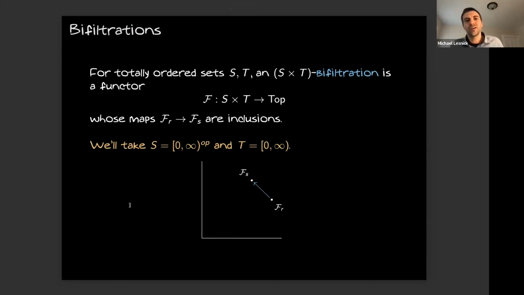So let me start by reminding you what a bifiltration is and specifying what kind of bifiltrations we'll look at here. For totally ordered sets S and T, an S by T bifiltration is a functor from the product partial order of S and T into Top, whose structure maps are inclusions. In this talk, we'll take S and T to both be non-negative real numbers, and we'll let S have the opposite of its usual total order. So our parameter space for our bifiltrations is the upper right quadrant in the plane, and our arrows, which index inclusions, go to the left and up, like shown here.